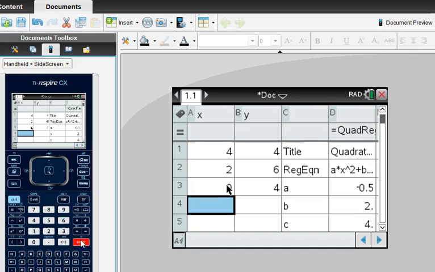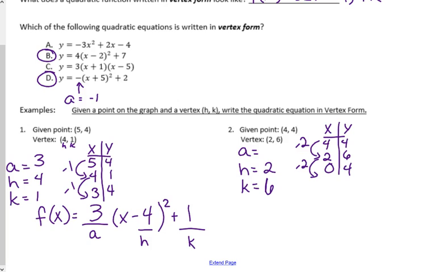So this gives me a equals negative 0.5. I prefer fractions, so I'm going to put negative 1 over 2, because 0.5 is the same thing as 1/2. And we're going to plug that into our formula. f of x equals negative 1/2 times (x minus 2) squared plus 6. And that is really all there is to it.